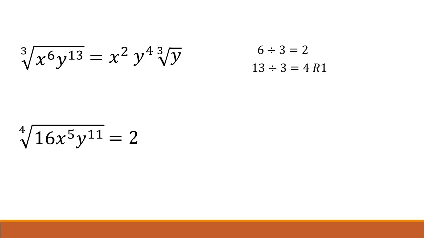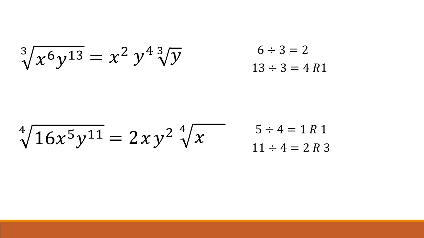The x to the 5th is 5 factors of x. If we group those into groups of 4, because this is a fourth root, we would have one group with 1 leftover x. And for the y's, well, we have 11 of those. So if we group those into groups of 4, we would have 2 groups with 3 remaining y's. So the simplified form of the radical is 2xy squared times the fourth root of xy cubed.